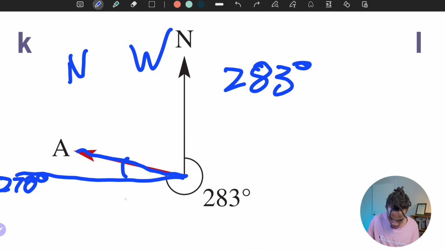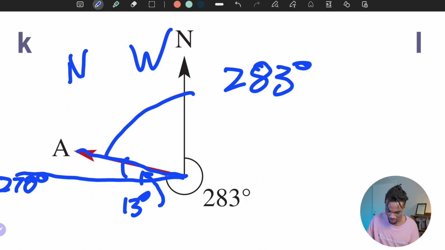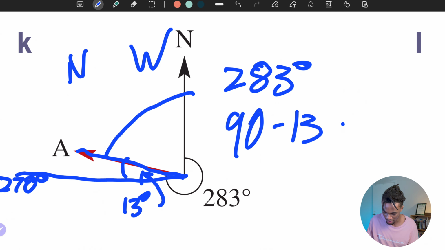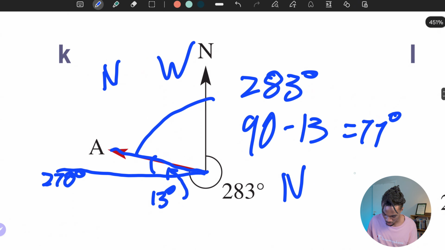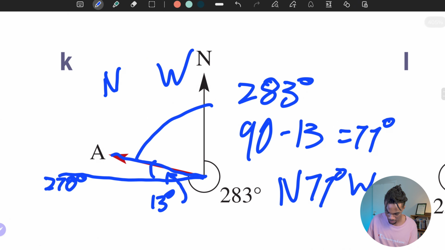Let me draw this out here. 13 degrees is going to be in here. And then we have to calculate how far away from north that is. 90 minus 13 is equal to 77. I always put things in my calculator just to double check. Yeah, 77 degrees. So it's going to be northwest 77 degrees.